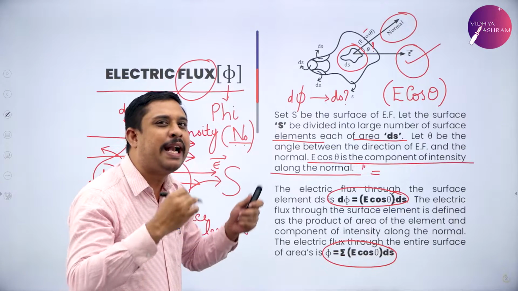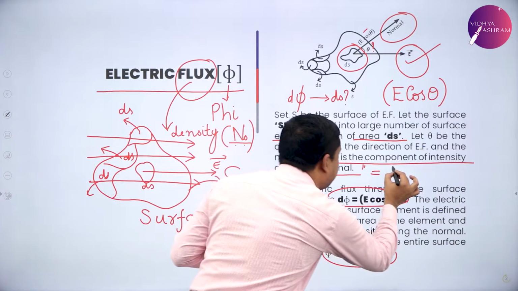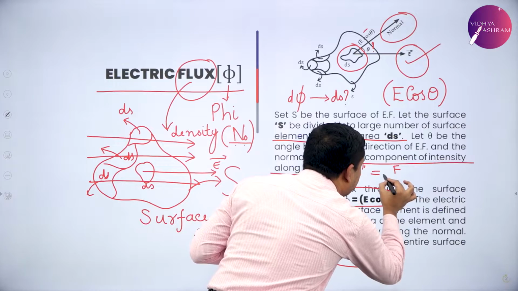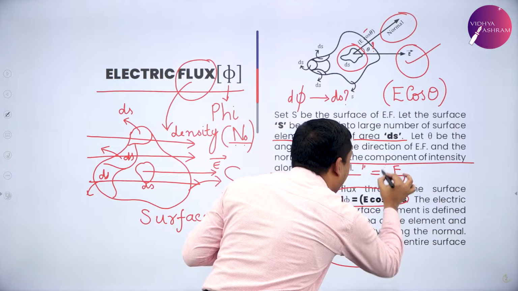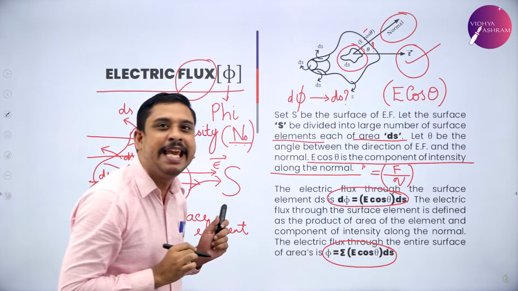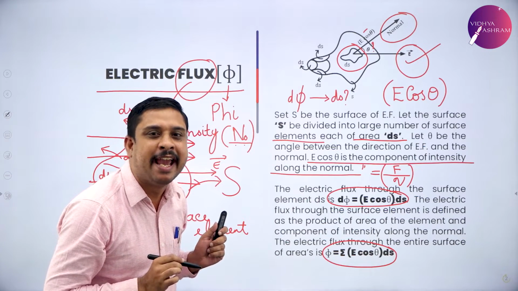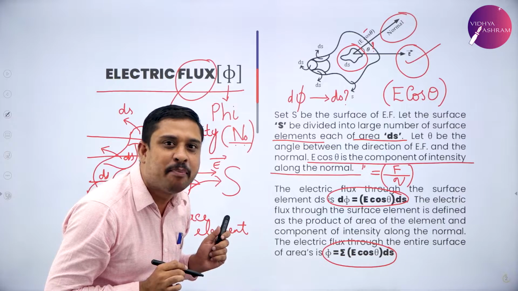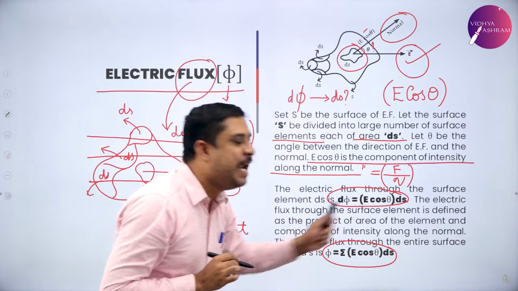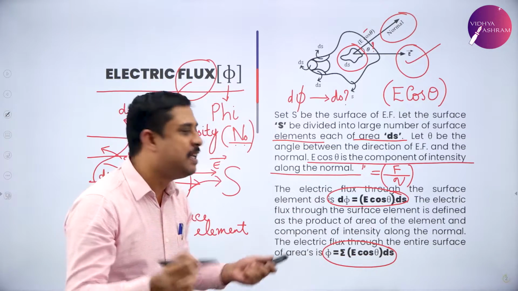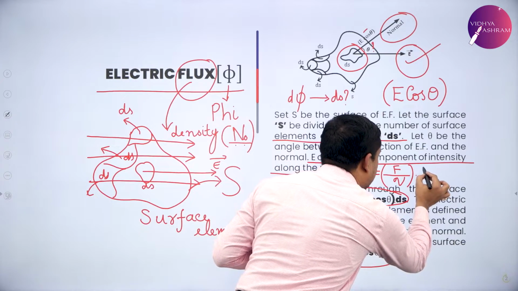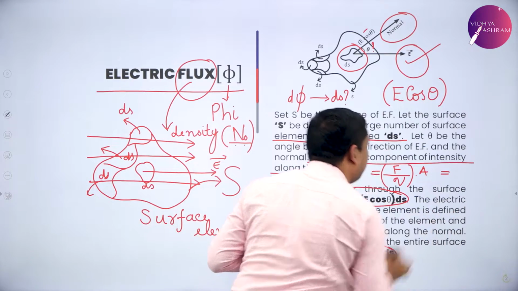Basically, how did I write electric intensity? Force divided by charge. E equals F by Q. So intensity is force divided by charge into ds. What is ds? ds was nothing but area.